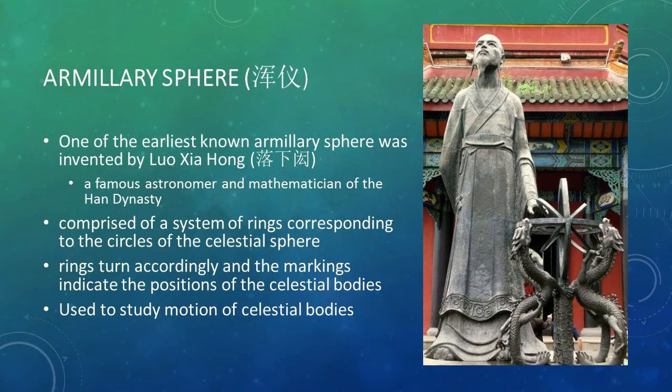So it started off with a manual armillary sphere. One of the earliest recorded armillary spheres was invented by an astronomer during the Western Han Dynasty called Luo Xiahong. He is a famous astronomer and mathematician during Han Wudi's time. In fact, he was one of the main contributors to a very important calendar called the Tai Chu calendar, which I will cover later on. But this is still not very good because it's manual, you have to turn it by yourself.